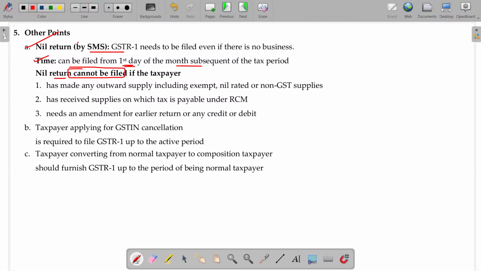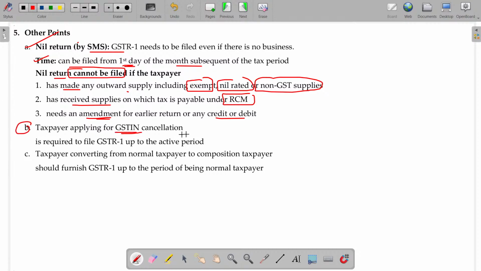It's not a nil return. Has made any outward supply including exempt, nil rated or non-GST. "Sir, I supplied but it's not actually." No, you have to file the GSTR. It's not a nil return. And received supplies where RCM is applicable, an amendment table is filled, and a debit or credit note. In that case, SMS is not available. Okay, nil return cannot be filed. You have to go for the regular return only.